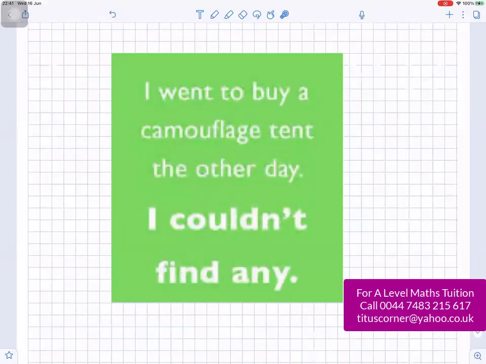I went to buy a camouflage tent the other day. I couldn't find any.